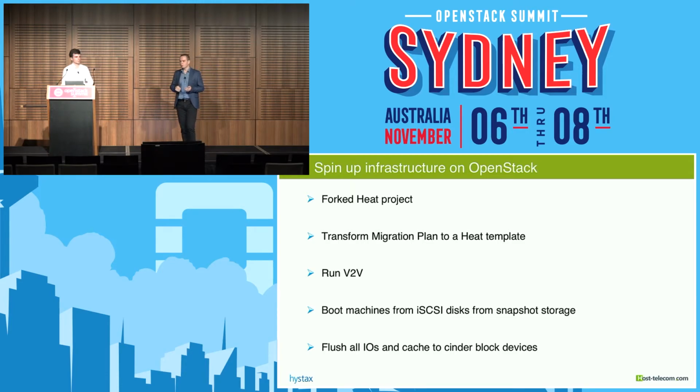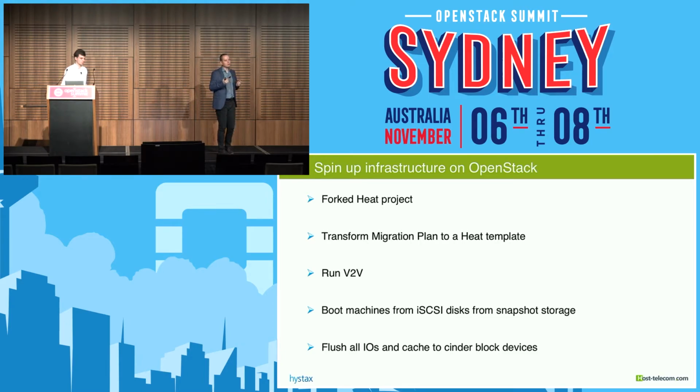The next reason is that we want to be able to migrate not only to OpenStack, but also to other platforms. So we can use Heat for that as well, just to provide orchestration and to add our own resources to Heat. That's why we forked it and added our resources. When we execute this Heat template, we automatically run the V2V process for each of the virtual machines. We create iSCSI disks in object storage where we store snapshots, and we also create regular Cinder volumes here.